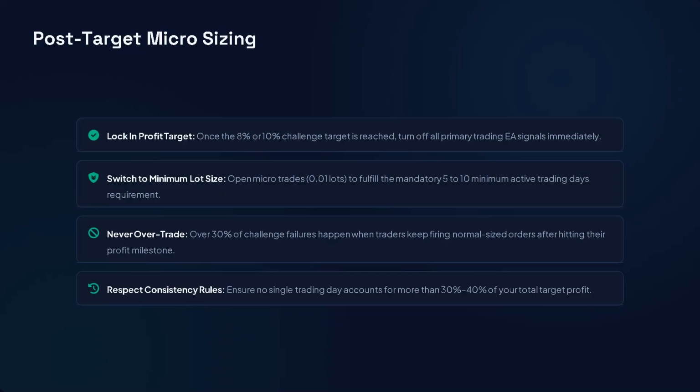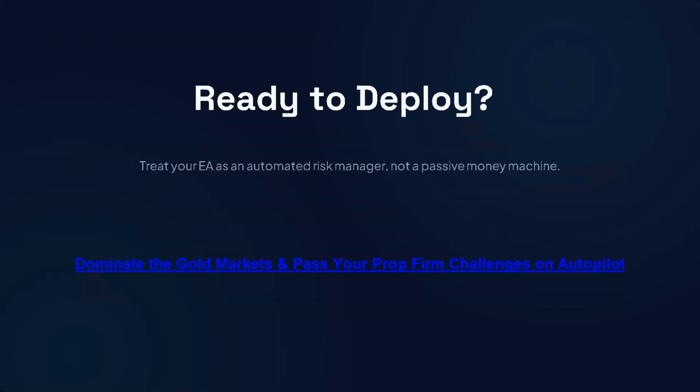Once you hit your profit goal, lock it in by turning off primary signals. Switch to minimal lot sizes to meet your required trading days, avoid overtrading, and respect all consistency rules. You are now ready to deploy. Remember to treat your EA as an automated risk management tool rather than a passive money-making machine.